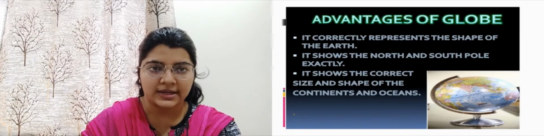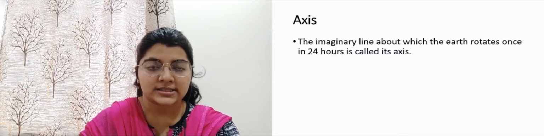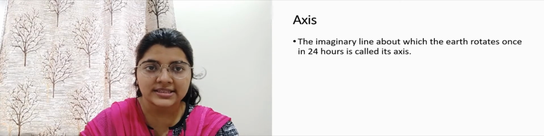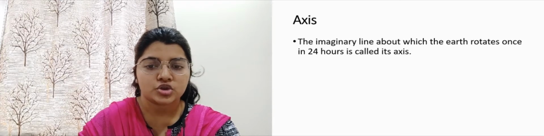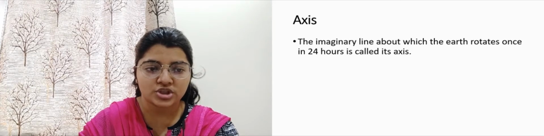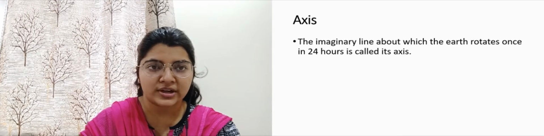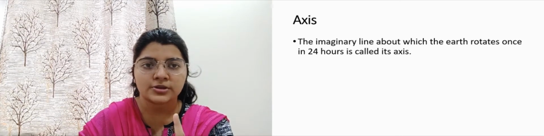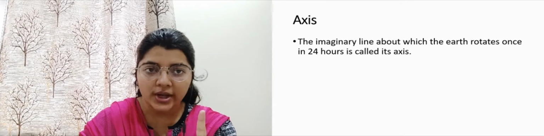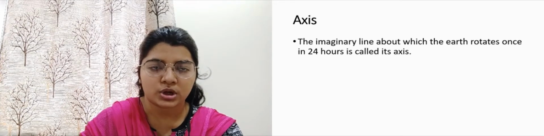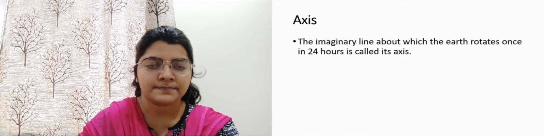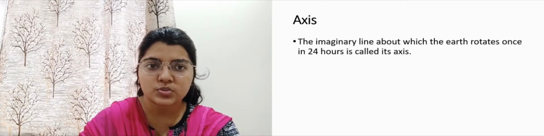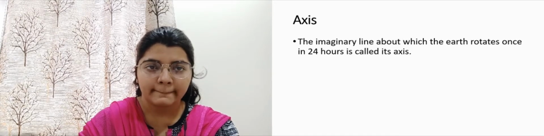Now the next part is axis. What do you mean by the word axis, A-X-I-S? The imaginary line about which the earth rotates once in 24 hours is called its axis. There are some different terms which you need to remember for a better understanding of the chapter.